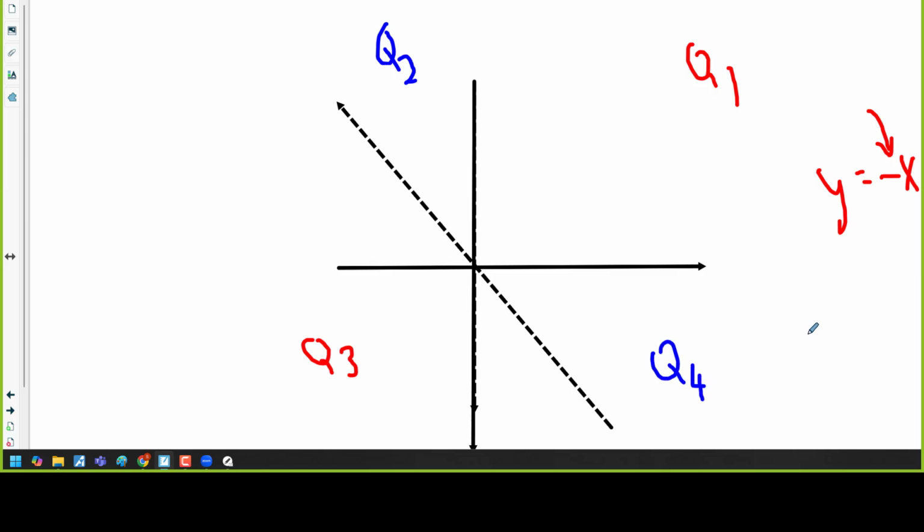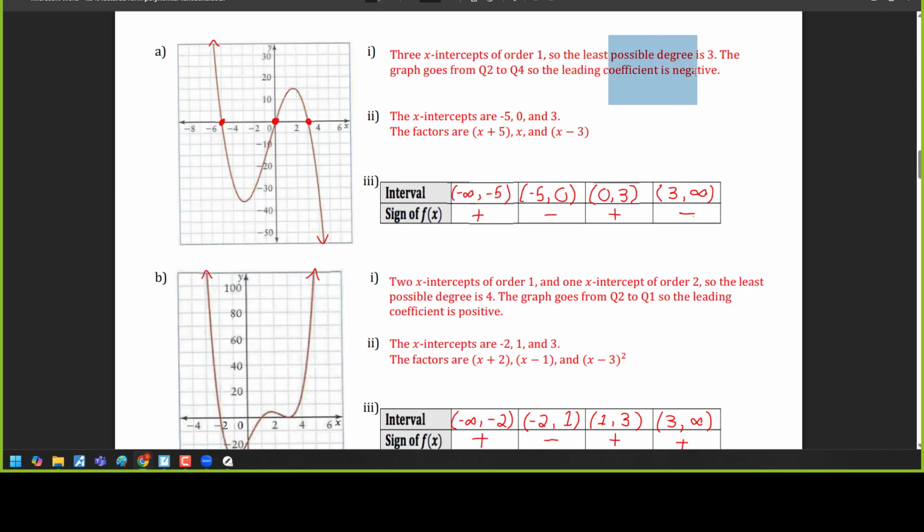So this isn't just true for y equals x, this is true for all odd degree functions. They always start from Q3 to Q1 if the leading coefficient is positive, but if the leading coefficient is negative, then it's reversed, then it's Q2 to Q4. And once again, this is true for all odd functions. So we know the leading coefficient is negative.